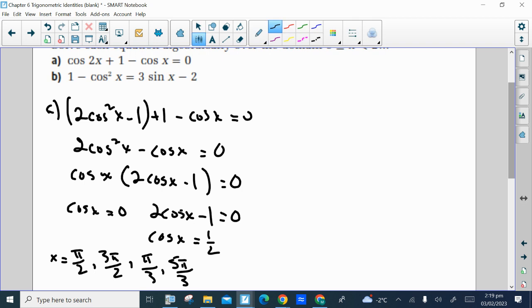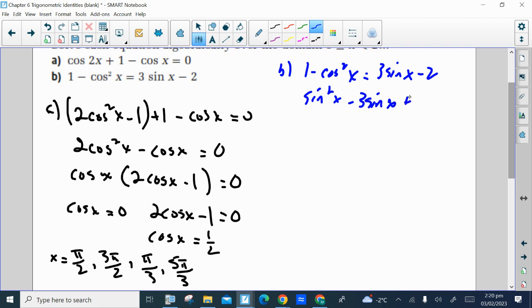All right, question B then. You've got 1 minus cos squared x on the left equals 3 sine x minus 2 on the right. Remember from the Pythagorean theorem that 1 minus cos squared x is equal to sine squared x. So that's where we're going to start. We're going to make that substitution. Because we have a term of sine x on the right, I'm going to replace the 1 minus cos squared x with sine squared x. And then I'll bring the 3 sine x over to the left by subtracting it from both sides. And I'll add 2 to both sides.